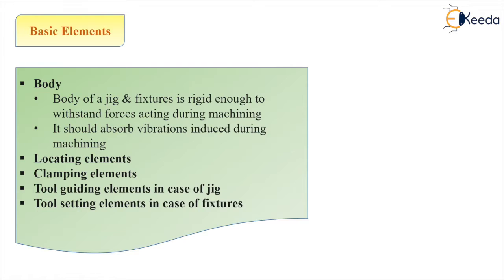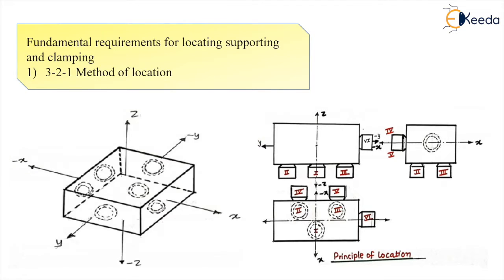Then we are having the locating elements, clamping elements. Then for the jig we are having the tool guiding elements, and for the fixtures we are having the tool setting elements. Now let us see the fundamental requirements for locating, supporting and clamping. The very important principle we are using in the locating is the 3-2-1 principle or method of location.